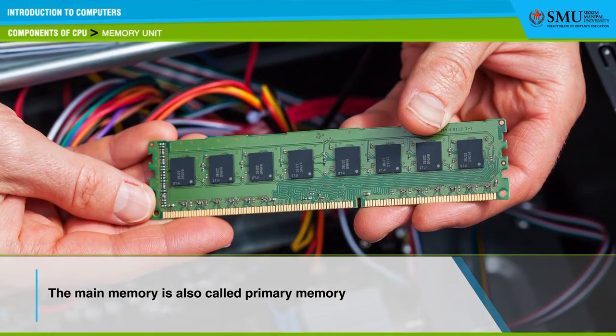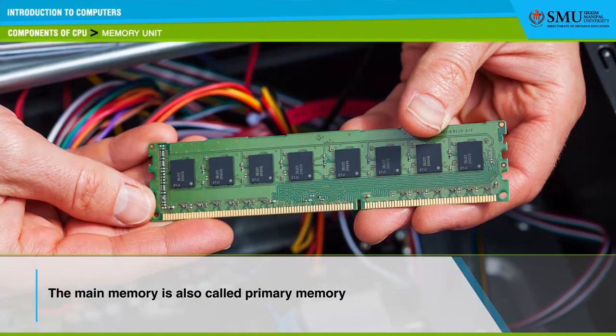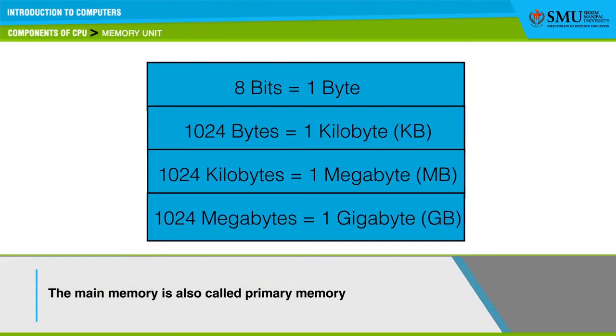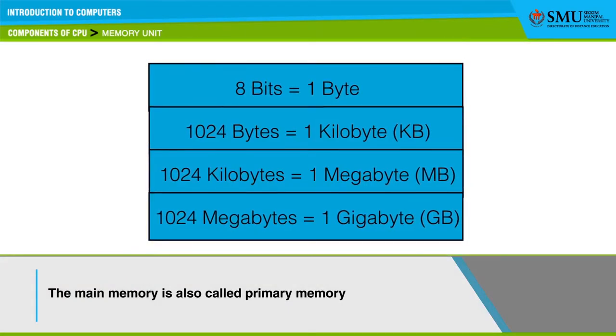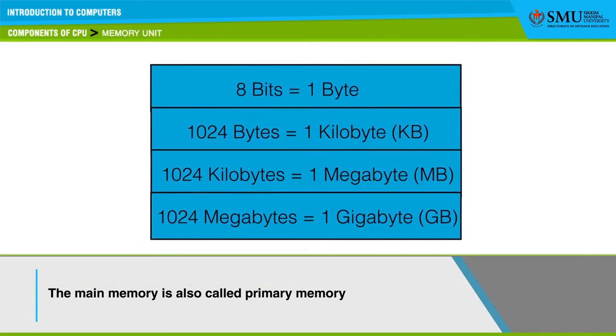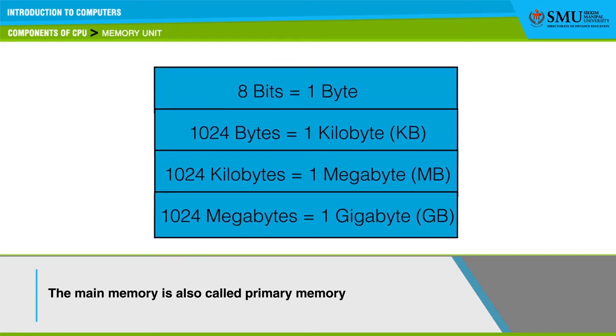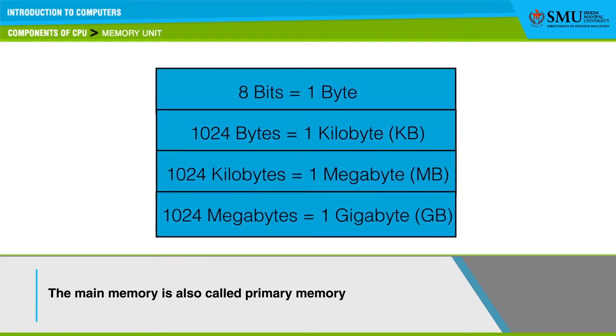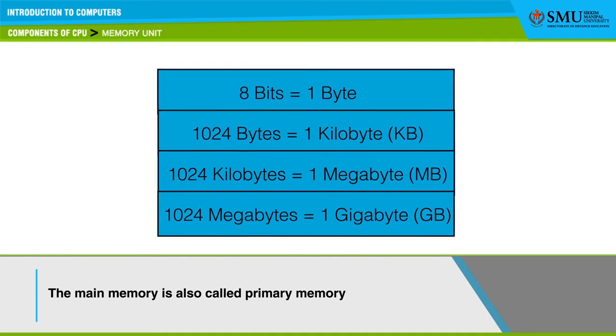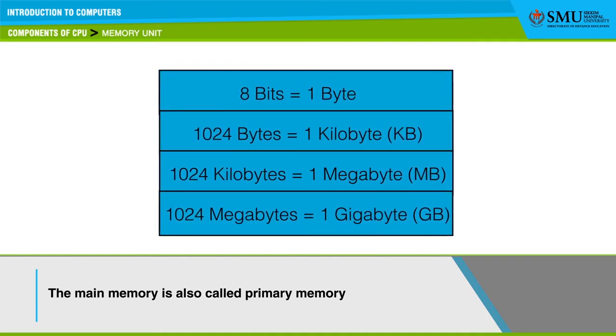The storage capacity of the memory is measured in megabytes. 8 bits equal 1 byte. 1024 bytes equal 1 kilobyte. 1024 kilobytes equal 1 megabyte, and 1024 megabytes equal 1 gigabyte.